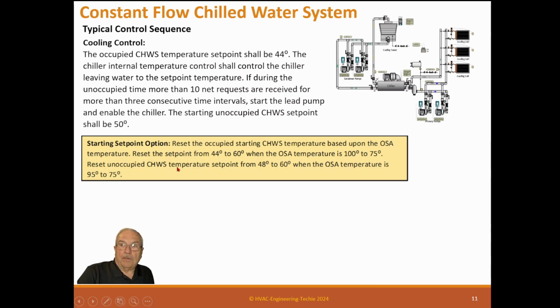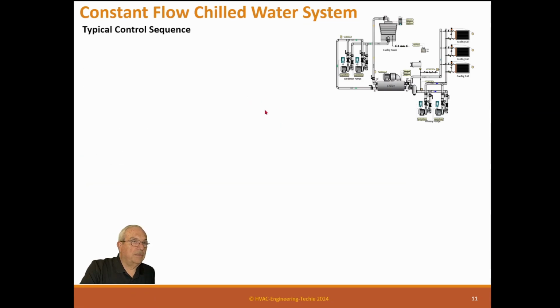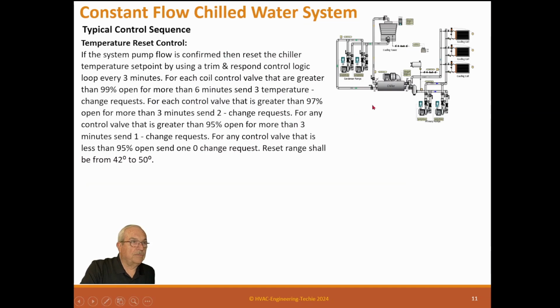Reset the unoccupied chilled water temperature set point to 48 to 60 when the outside air temperature is 95 to 72. So basically, you can change those set points, and all this is doing is making your starting set point a little closer to where it should be. Otherwise, it's going to get there fairly quickly with the resets we're going to do, but this is an option for you. Okay, so now we're going to talk about reset control for this system.